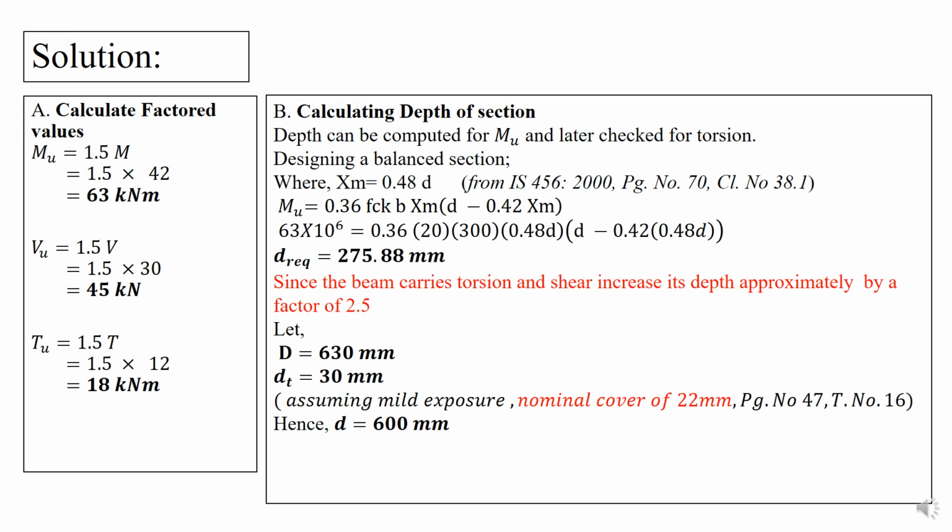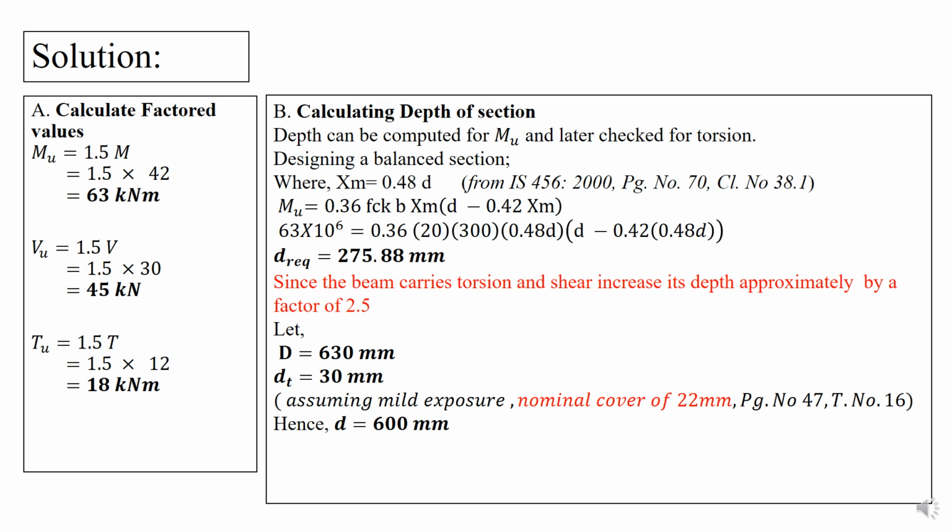So solution, step number one is to calculate factored values. So Mu, Vu and Tu, they all are multiplied by 1.5 to get 63 kilonewton meter, 45 kilonewton shear force and 18 kilonewton meter factored torsional moment. Okay. Now the first step is to calculate depth of section. Now we have assumed it as a balanced section.